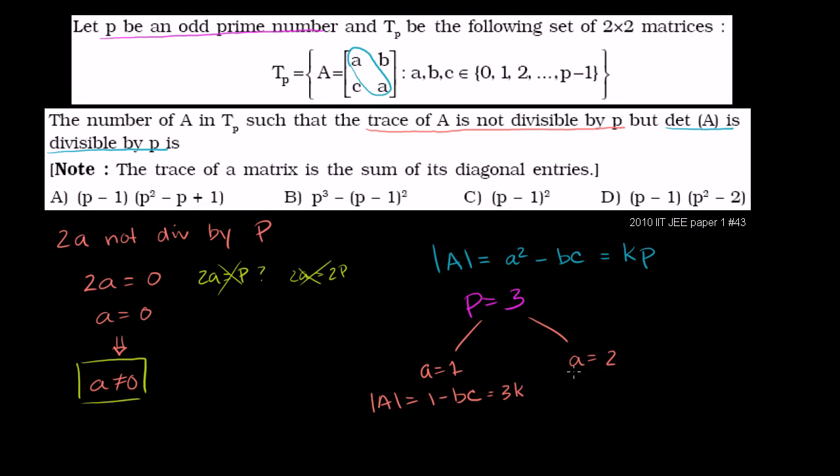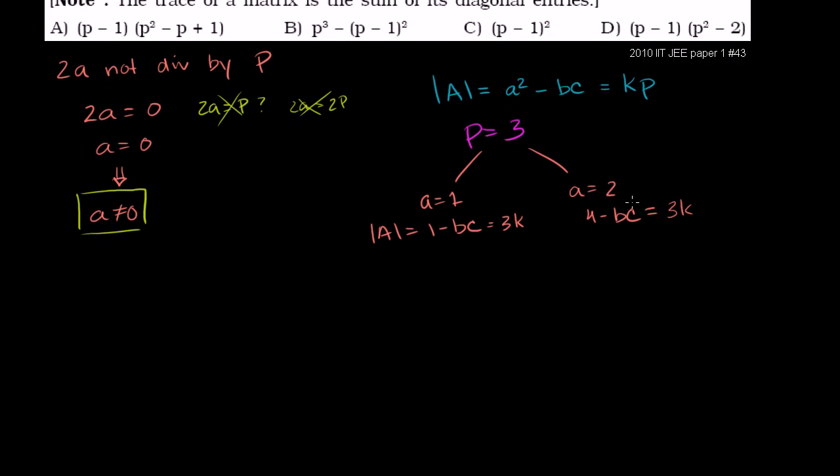If a is equal to 2, then the determinant is going to be 4, because it's a squared. So 4 minus bc must be equal to some integer multiple of 3. So let's see how many combinations of b and c we can find in each of these constraints. So 1 minus bc. One possibility is 1 minus bc is equal to 3 times 0. That's one possibility. Maybe another possibility is 1 minus bc is equal to 3.